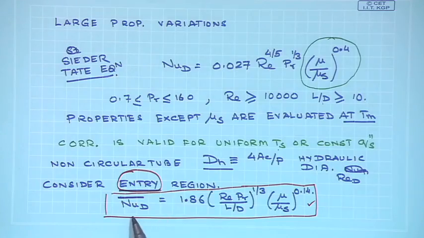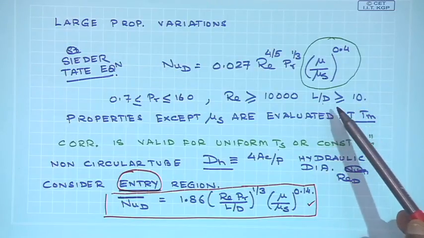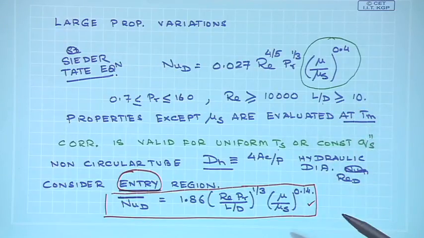But both of these equations assume fully developed flow. When we have to consider the developing region as well, the last equation which I have shown is to be used when I consider the entry region as well, so that the entry region is comparable in size to that of the overall length of the pipe.